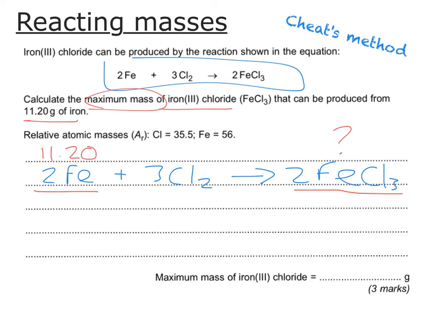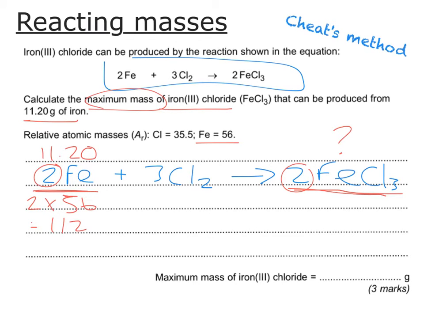Okay, so the next step is to then, underneath these lines that you've drawn here, because these are the only two parts that you are interested in, write down the Mrs for each of those compounds or elements. And whenever you're using the cheats method, you must always include the number of moles as well in front. So the atomic mass for iron is 56, so that would be 2 times 56, which comes out as 112.